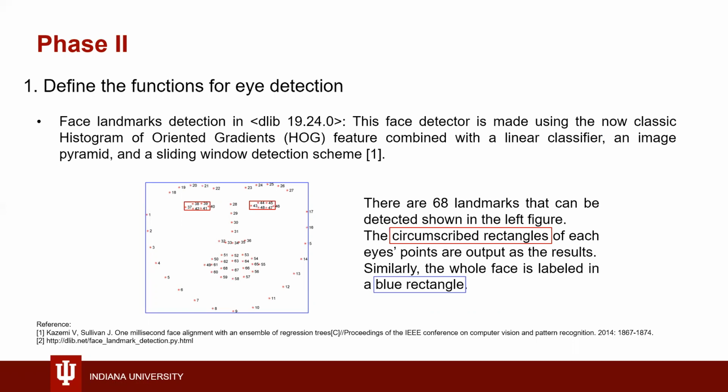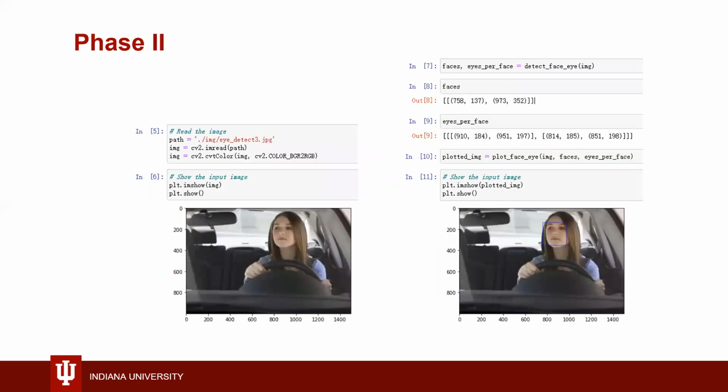There are 68 landmarks that can be detected in this model, which are shown in the left figure. We will calculate the circumscribed rectangles of each eye's points as the result. Similarly, the whole face is labeled in a blue rectangle. Here are 2 images as an example of visualization. The left one is the input, and the right one is the output. The face is labeled in a blue rectangle, and the eyes are labeled in red.